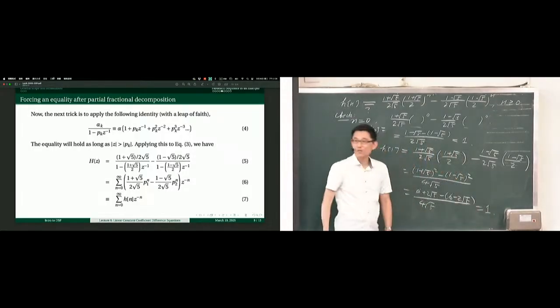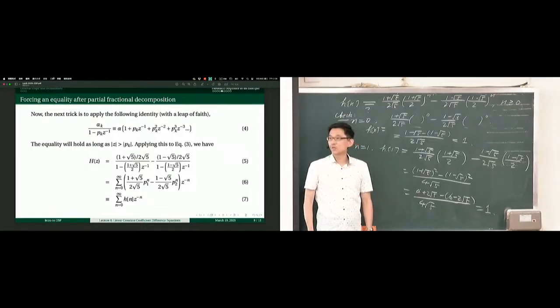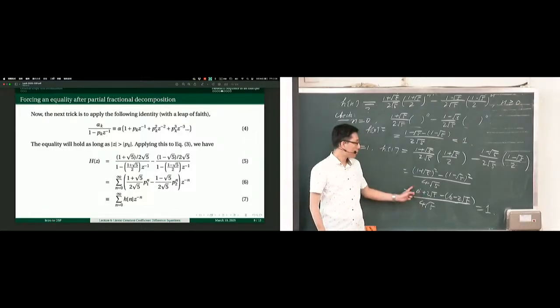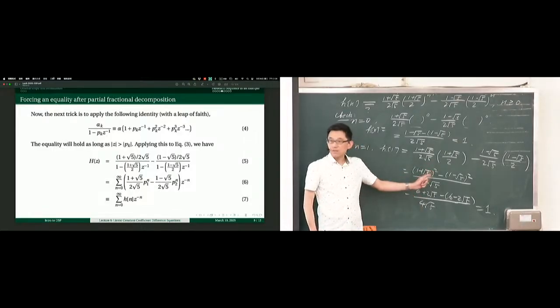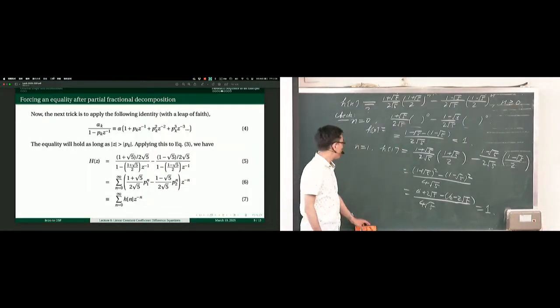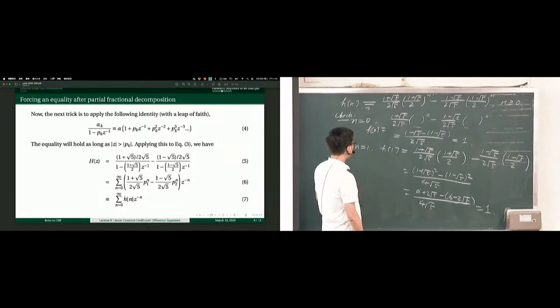And so on and so forth, okay? So if you don't believe yourself, you can do some numerical sanity checks to see if the equality holds. So this really is an expression for the Fibonacci sequence, okay? That can be checked.